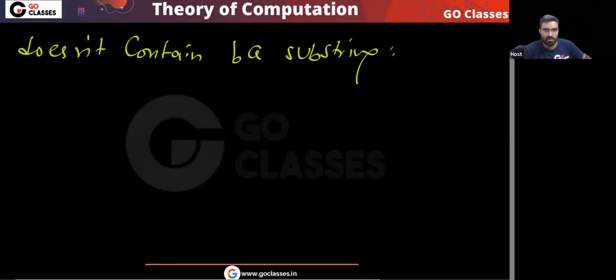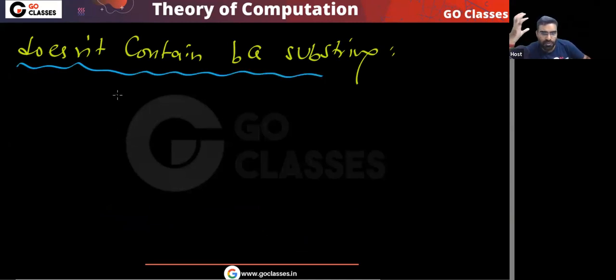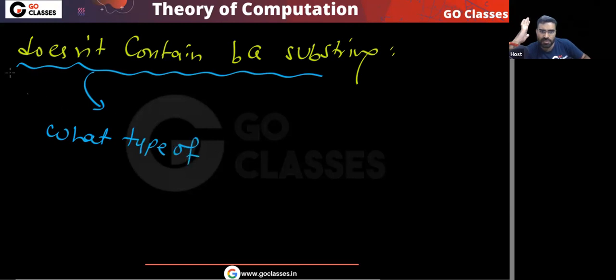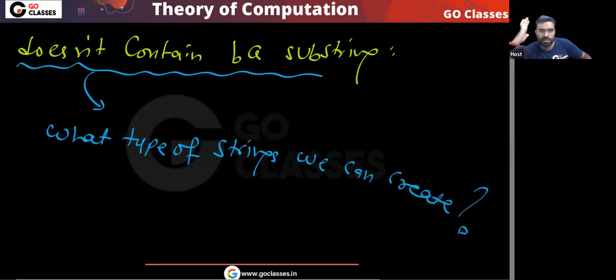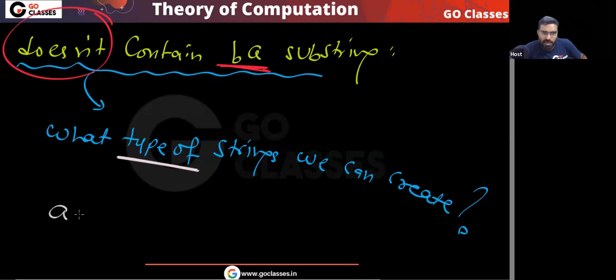What does this mean? This is very interesting and very important. If you do not contain BA, then what type of strings can you create? I want to ask what type of strings we can create. I don't want to contain BA. See, after B, if A's are coming, is there any problem?